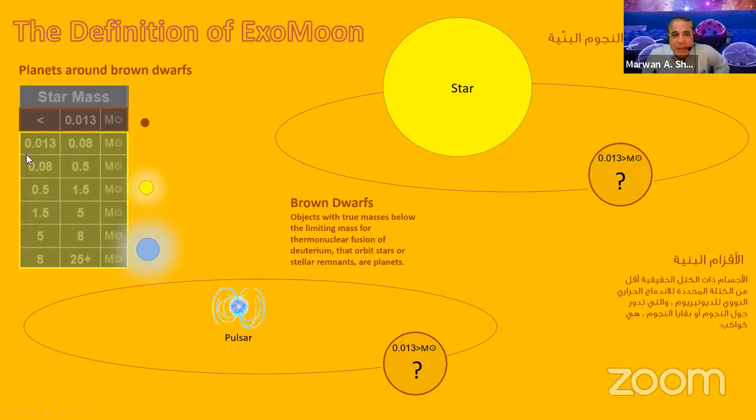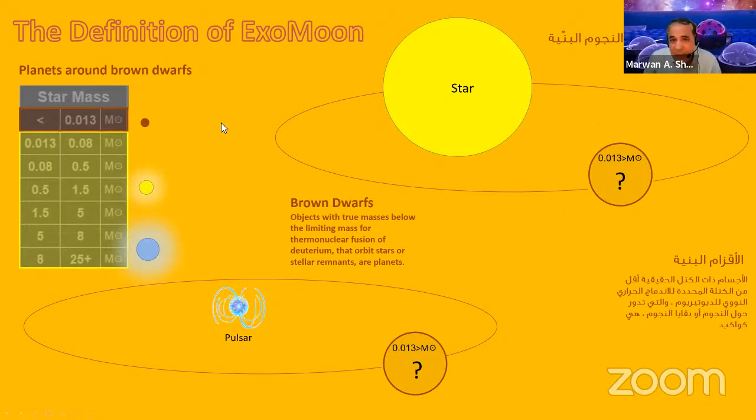So for the planets, you see here, if the object is less than 0.013 of the solar mass, then it is considered to be a planet. Why? Because there is no deuterium fusion. Once the deuterium fusion starts, that starts above 0.013 of the solar mass. For objects having a mass above this, they would start a fusion. Between this number, we get deuterium, and here helium can be fused.